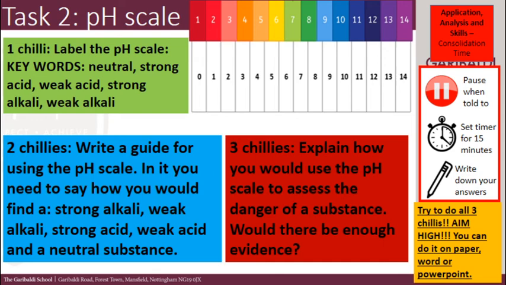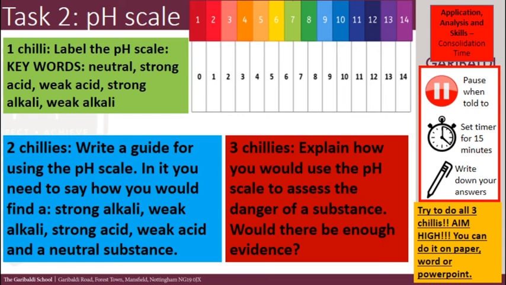Then you have a 2 chili task, a little bit more difficult. Write a guide for using the pH scale. In it, you need to say how you would find, for example, a strong alkali. Give me as much information about the pH scale as you know now.